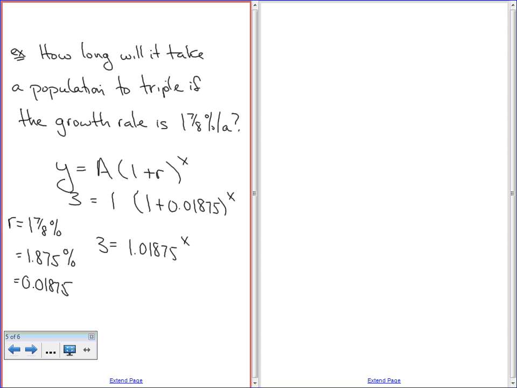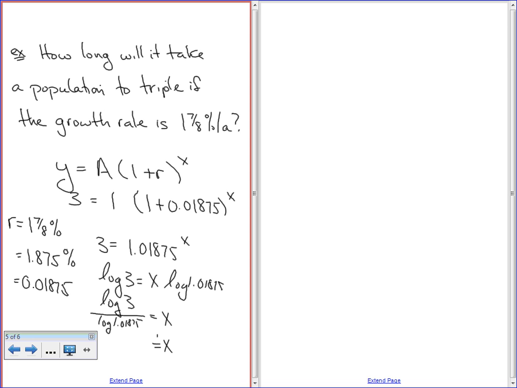Solve an exponential equation where the bases can't be made the same. I take the log of both sides. The reason I take the log of both sides is because I can take that exponent, which is on that number, and move it down in front. And then isolating the x, I get the log of 3 divided by log of 1.01875 is equal to x.